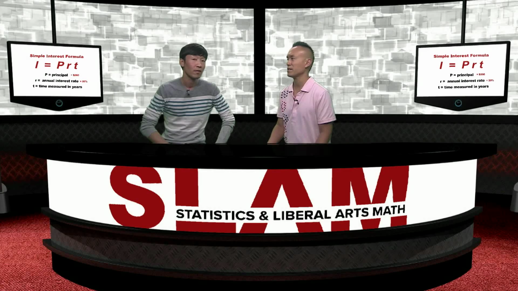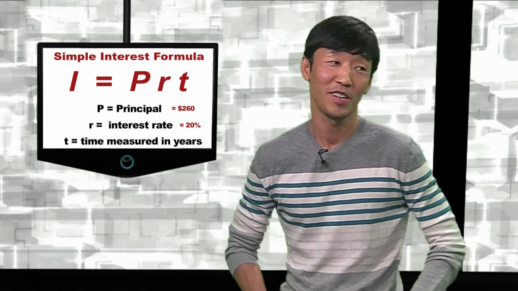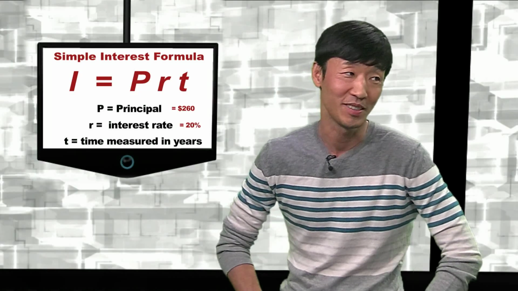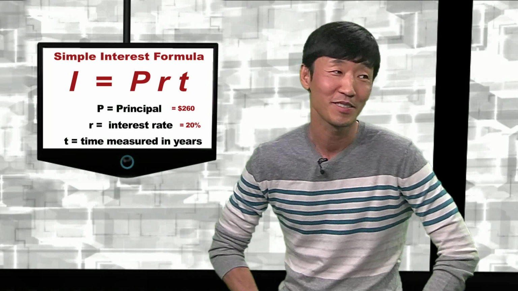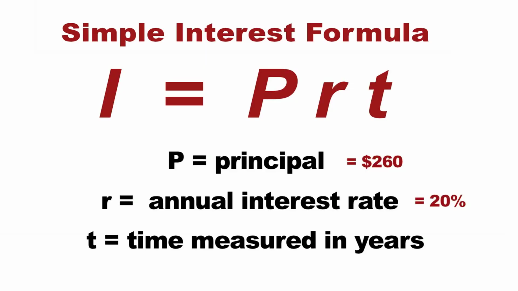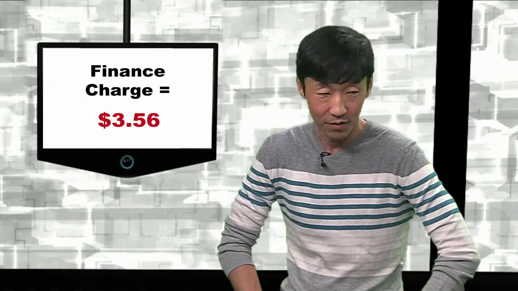R is the interest rate, 20%. Can I just multiply by 20? Actually, for your calculation, you have to convert the percent to decimal. Do I always have to do that? For calculation reasons, yes. So it's going to be 0.20. And the last part is T, which is the time. It's 25 days. But again, you have to convert that into a year. So it's 25 over 365. So when you multiply all that together, we get? $3.56.